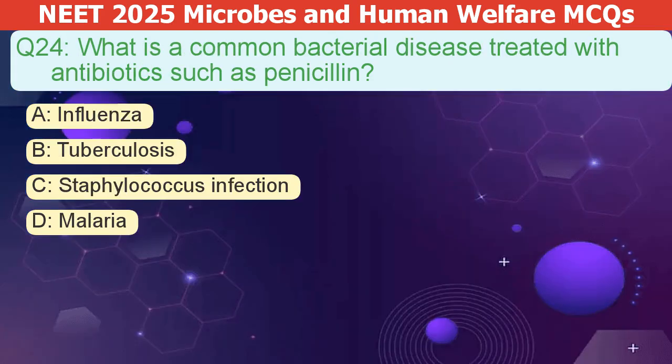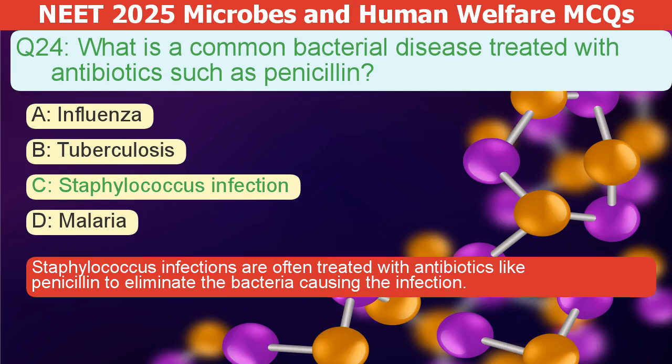What is a common bacterial disease treated with antibiotics like penicillin? A. Influenza. B. Tuberculosis. C. Staphylococcus infection. D. Malaria. The correct answer is C. Staphylococcus infections are often treated with antibiotics like penicillin to eliminate the bacteria causing the infection.